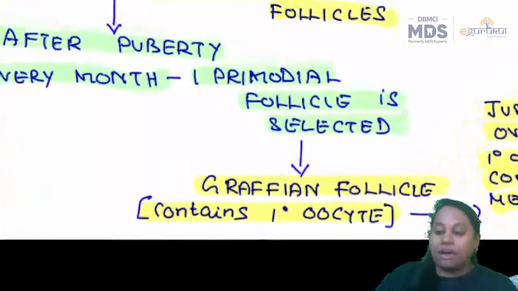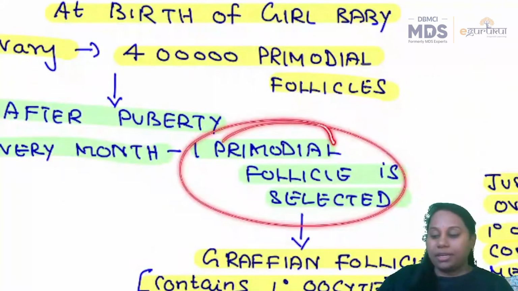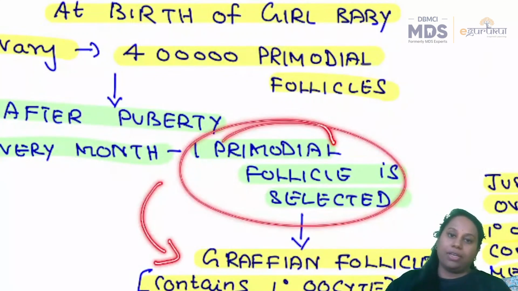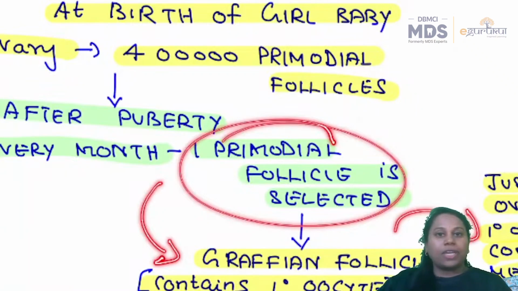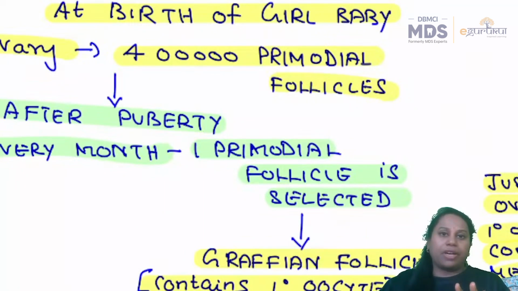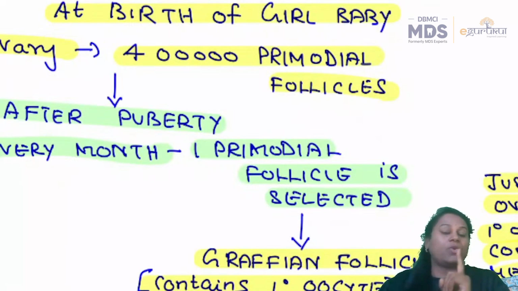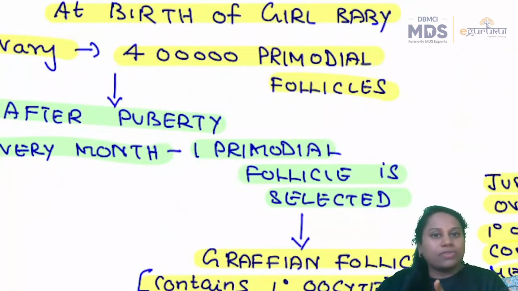Every month after puberty, one primordial follicle is selected and converted to Graafian follicle. And after that, there is ovulation. So can you understand, just before ovulation, the entire menstrual cycle can be divided into before ovulation and after ovulation. On the 14th day you have ovulation. What are the changes which happen before ovulation and after ovulation?